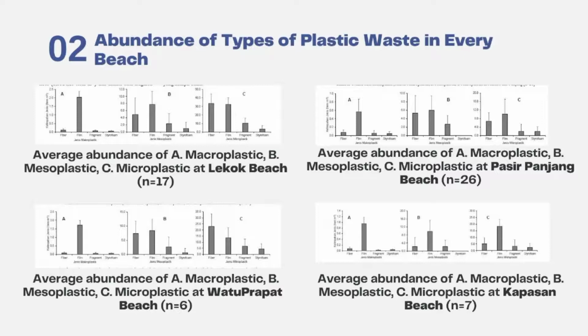And the last one, Kapapasan Beach. The abundance of film types at Kapapasan Beach was found to dominate in all size categories. Films were found in abundance 10 times more than the other types for microplastic. In the mesoplastic category, film abundance was found 5 times that of the fiber and fragment types. As at Watu Prapat Beach, the styrofoam type was also not found in Kapapasan Beach for the mesoplastic category.